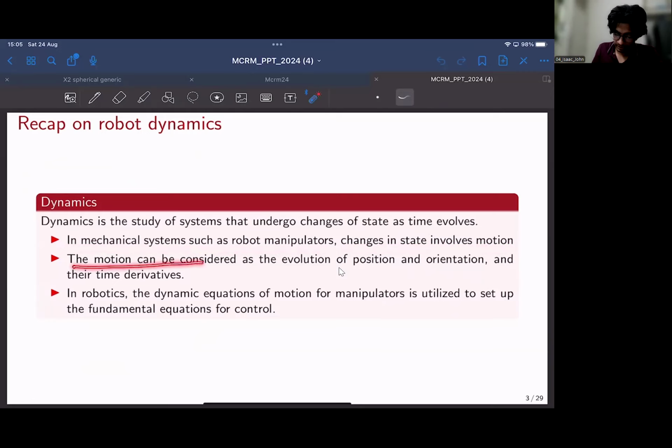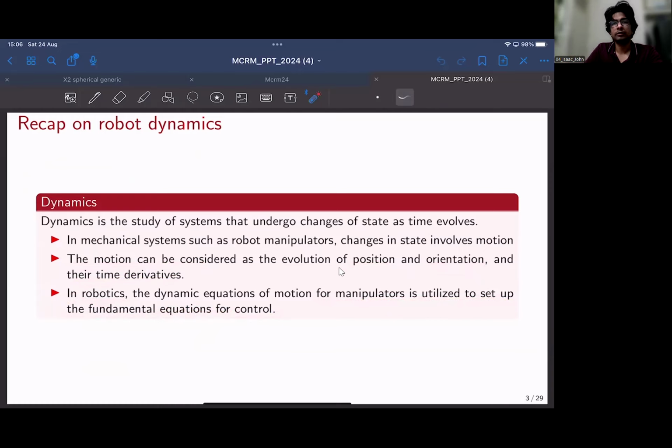The motion can be considered as the evolution of position and orientation, as well as their time derivatives, which are nothing but velocities and accelerations. In robotics, the dynamic equations of motion for manipulators are utilized to set up the fundamental equations for control.